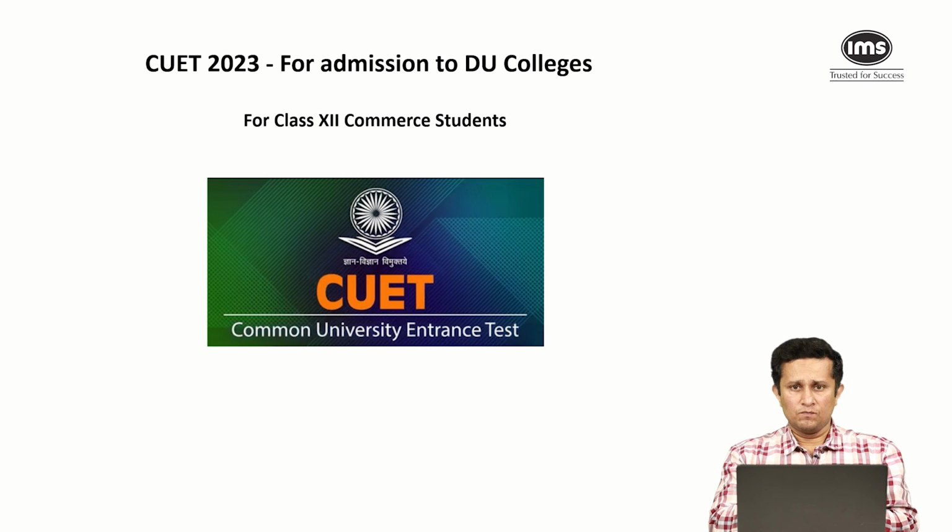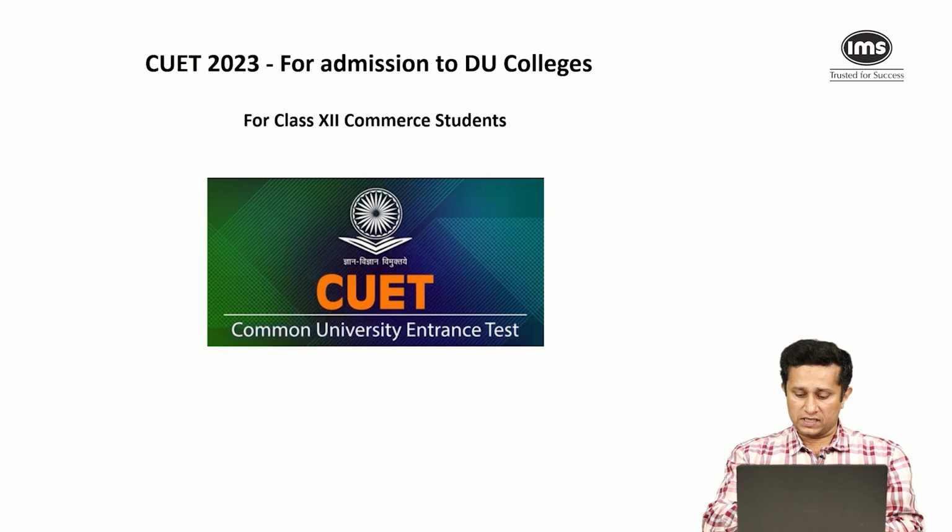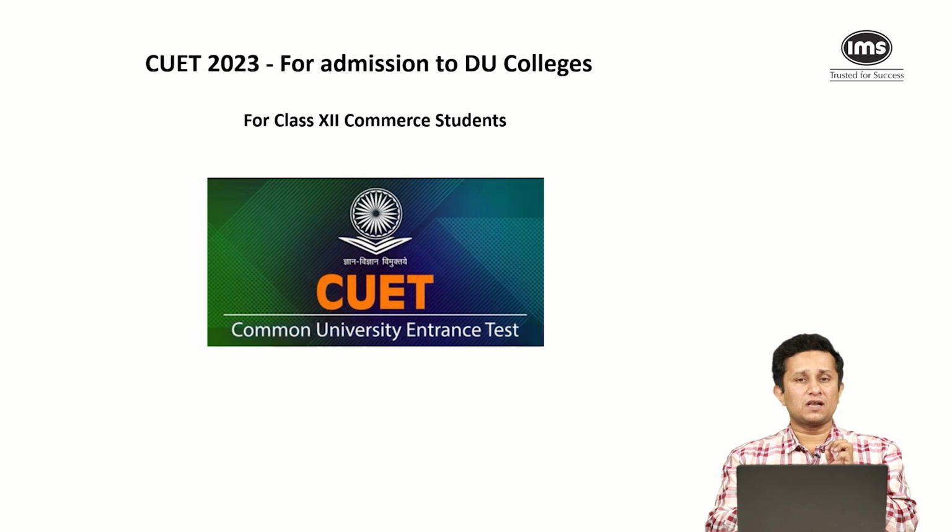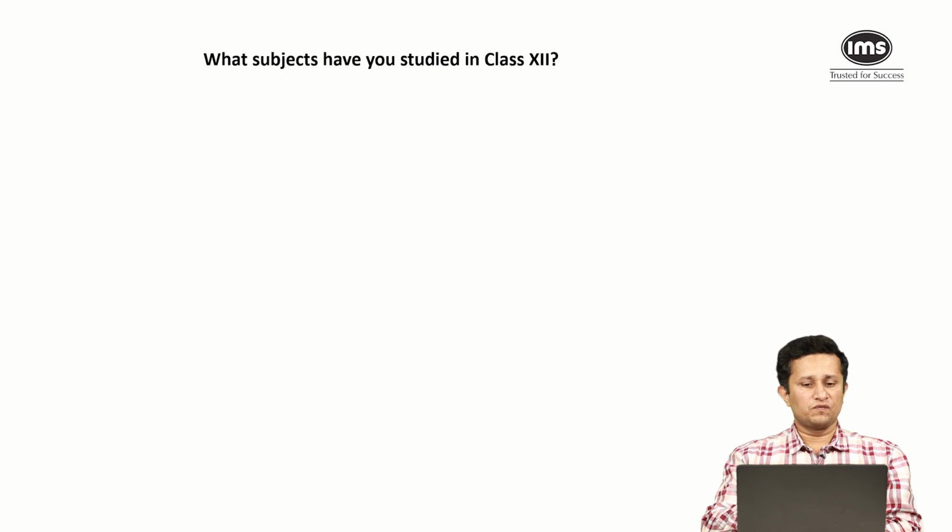We will have a look at the subject combinations that we can select. If you are a commerce student aiming to get into DU courses, what are the courses that you can aim for and what should be a subject selection accordingly? Okay, so let's do that. As we said, our focus is on class 12 commerce students. So what would you have studied in class 12?